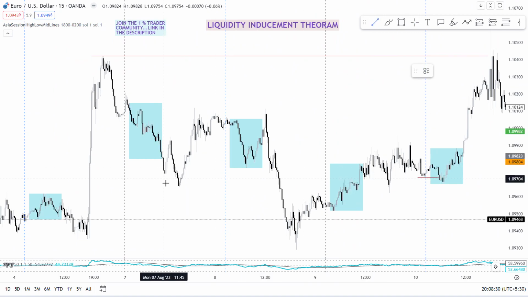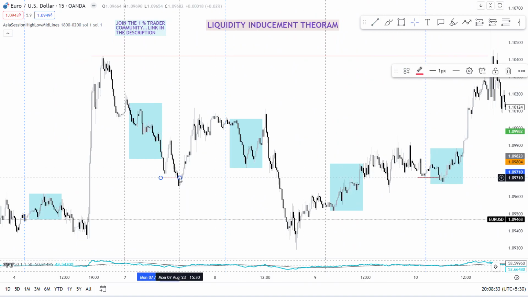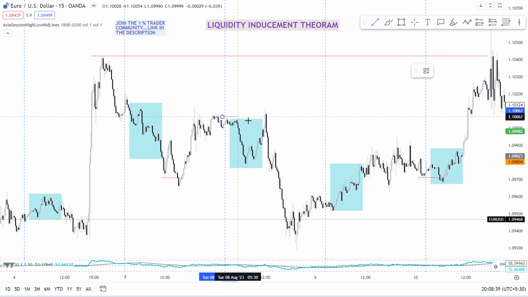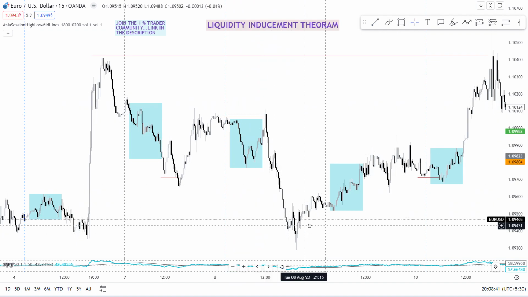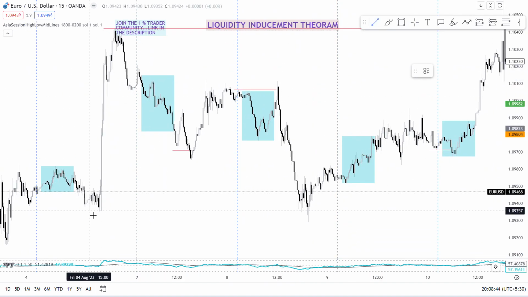Same thing. Same day internal liquidity got taken out. The price reversed. Same day external liquidity got taken out. The price reversed. Here.